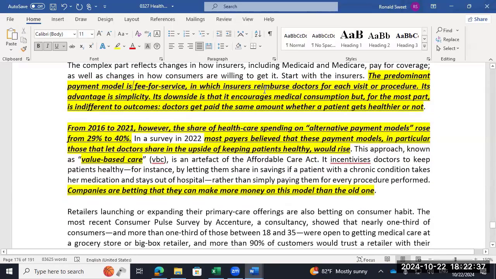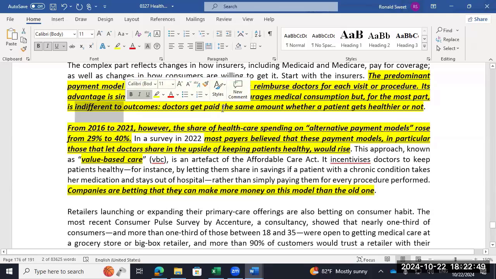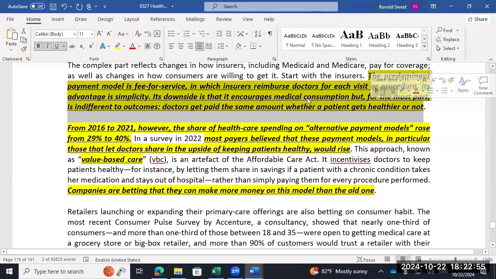We're fee for service, which insurers reimburse doctors on each visit or procedure. Its advantage is its simplicity. Its downside is it encourages medical consumption, is indifferent to outcomes. Doctors get paid the same amount whether a patient gets healthy or not. I love that whole quote. That's really good. This looks like The Economist again.